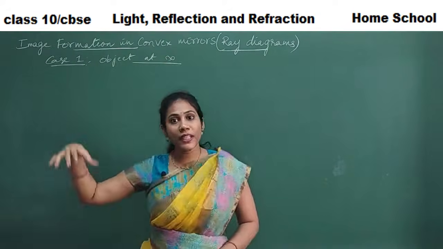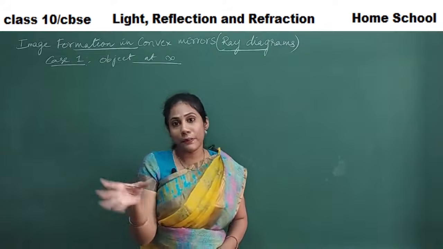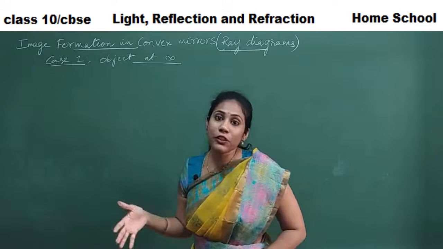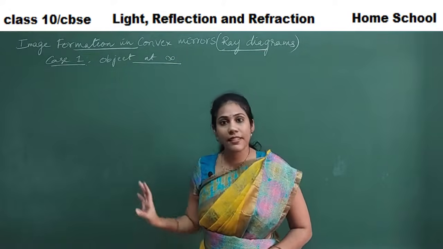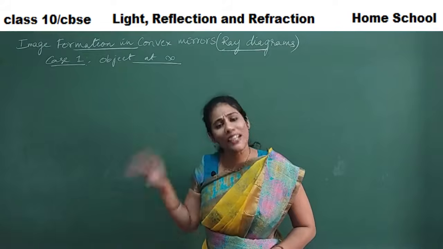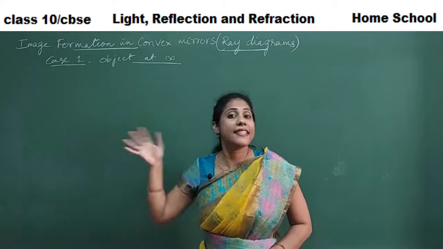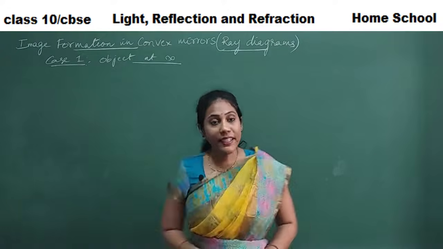One is when you keep the object very far away, that is at infinity, how does an image appear? And when you bring the object near to the mirror, how does the image appear? That's it. Only 2 cases are possible. I'll tell you why only 2 cases are possible and how we got 6 cases in case of concave. All that also we will discuss, right?